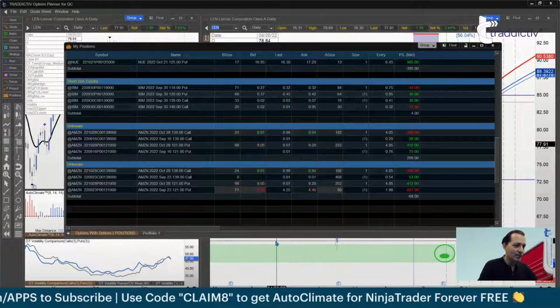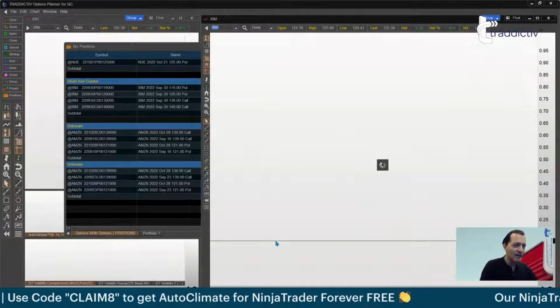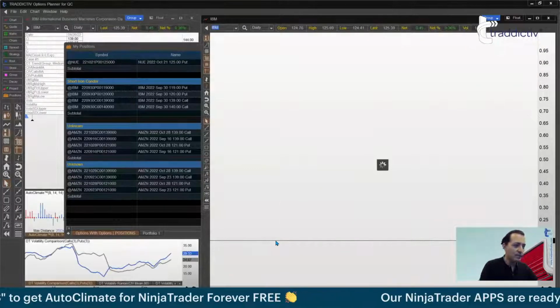IBM, a quick one. Okay, so with IBM, we don't have anything to comment. The trade is working according to plan.